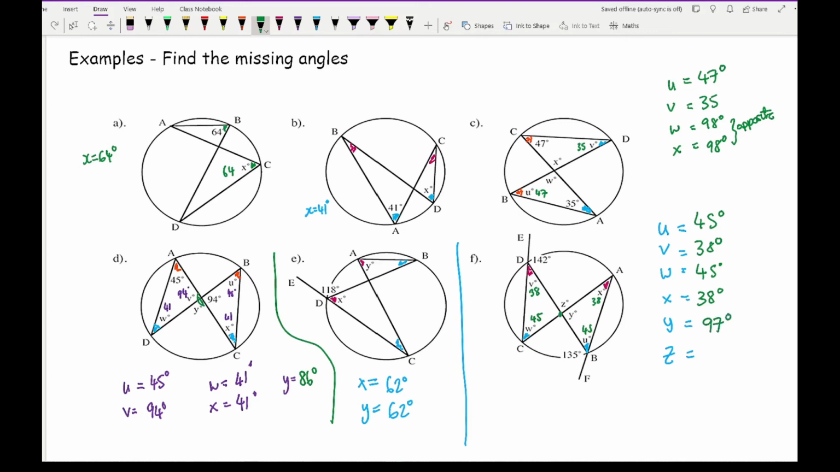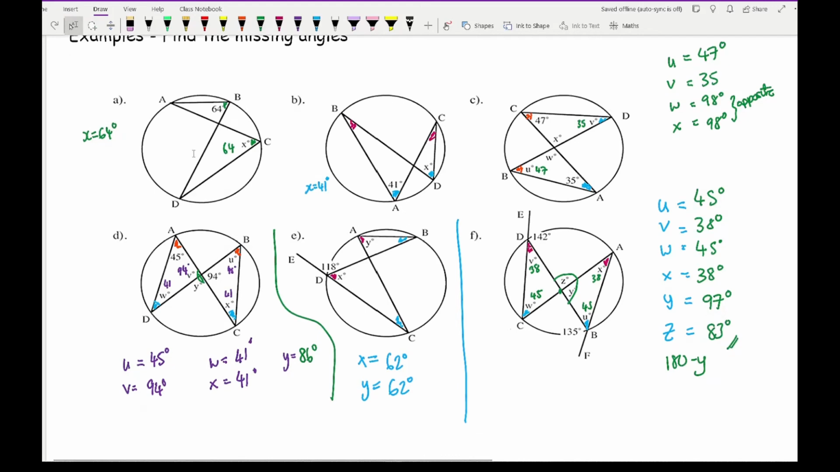And then because Y and Z lie on a straight line, those two angles need to add up to 180. So for Z, it's going to be 180 minus Y, which gives me an answer of 83 degrees. And there are my answers for all of those six angles.